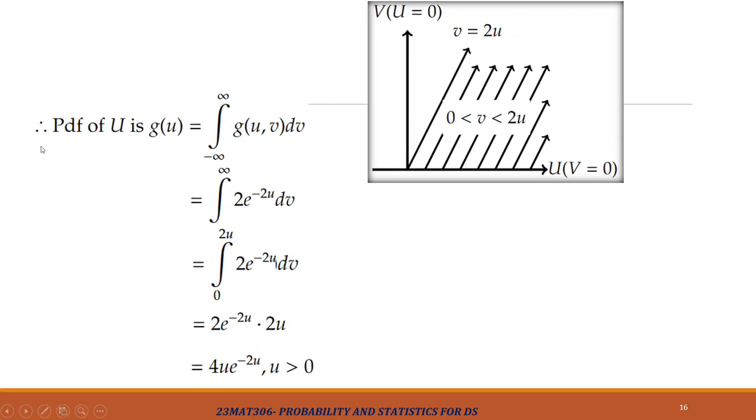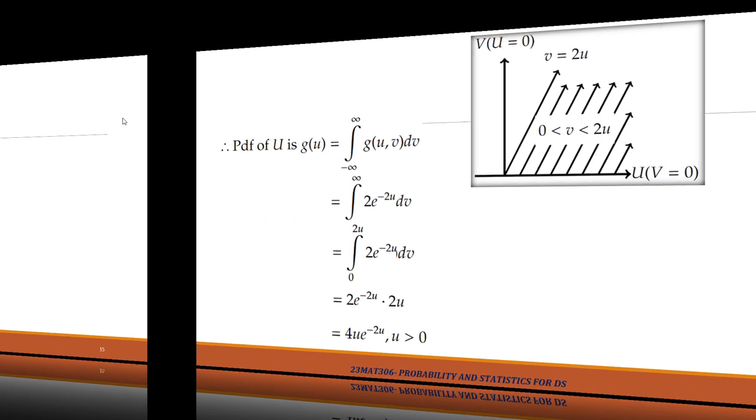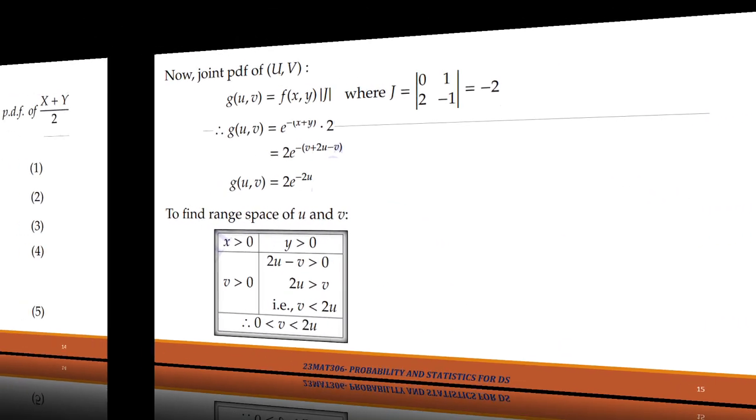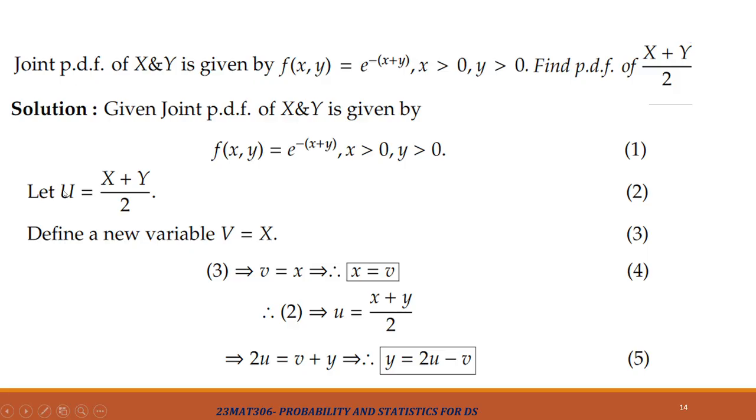So we have to find the probability density function of u. Why have we taken u here? Because in the previous step, we assumed u equal to (x plus y) by 2. The question is about the probability density function of (x plus y) by 2, so we take it as the probability density function of u.